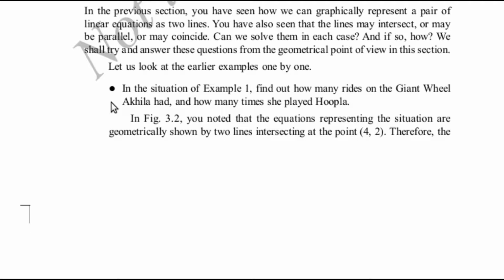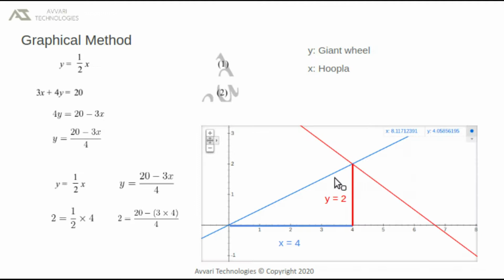Now let us analyze example 1. That is the example of Akela. Here you can notice that two lines are intersecting at a given point. In this case, the point is (4, 2). x is equal to 4, y is equal to 2. This point is (4, 2).